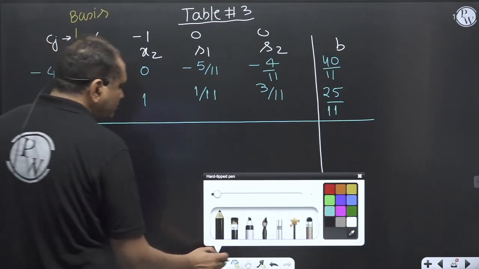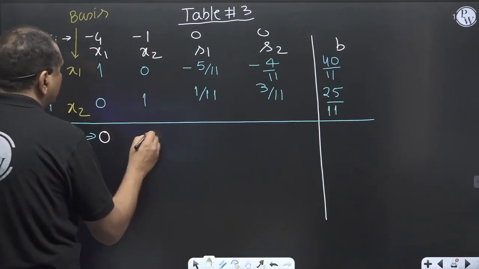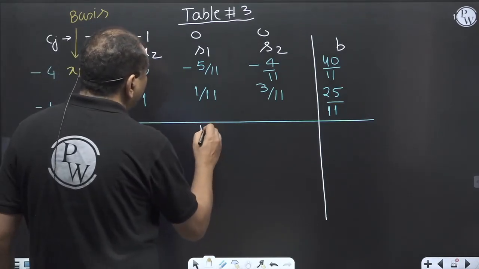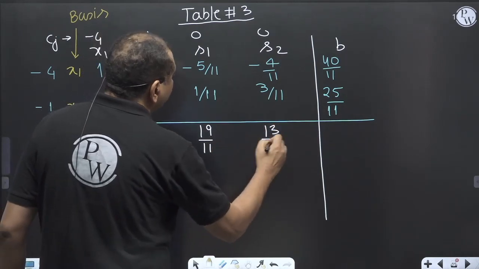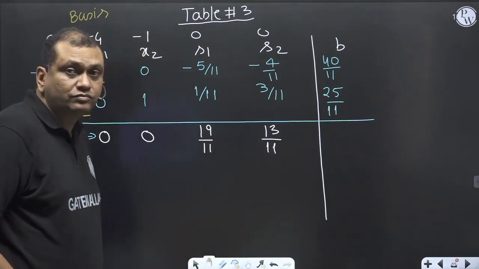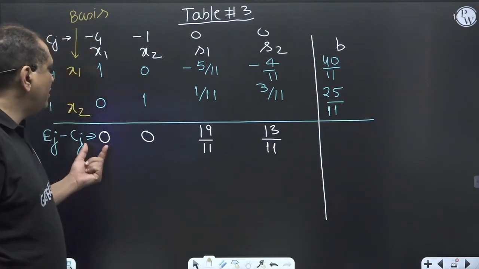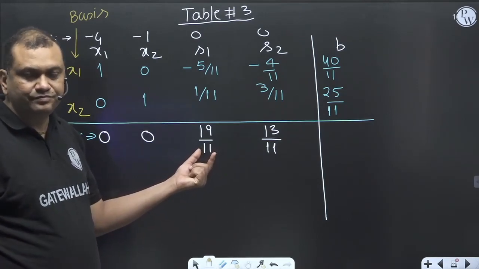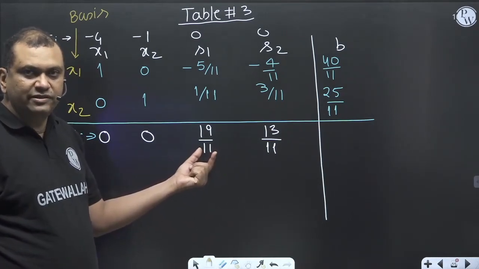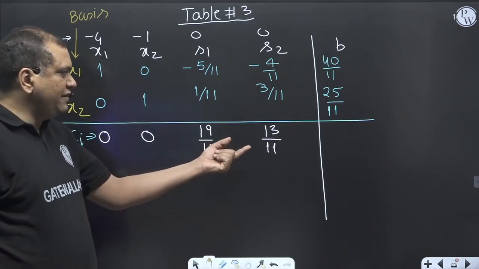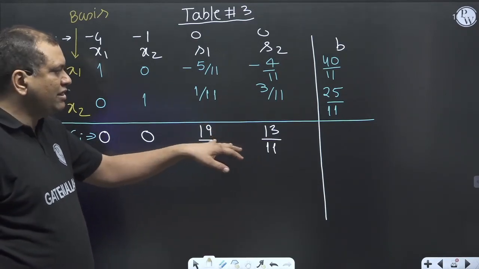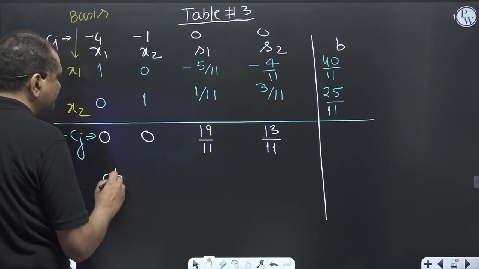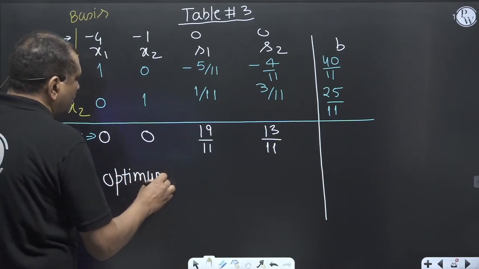So 0, 0, 19 by 11 and 13 by 11. Because in Cj minus Zj all are positive. Even if we keep on doing the iterations, all the values are still positive or 0. So this is the optimum matrix.